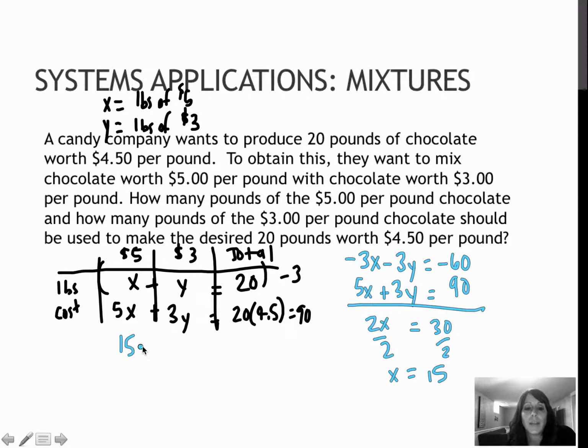Plug the 15 back in to either equation. I'm choosing the easier of the two, to find that Y is 5. And again I would write a sentence that I would need 15 pounds of the $5 per pound chocolate and 5 pounds of the $3 per pound chocolate to make 20 pounds of a $4.50 per pound chocolate.